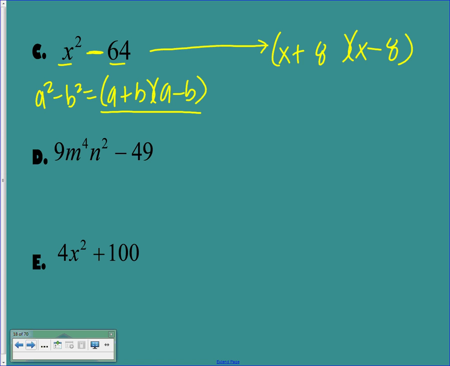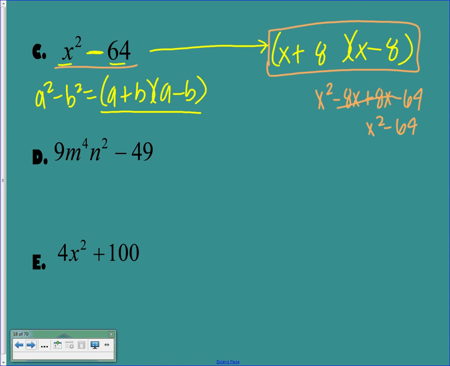Again, if we were to FOIL this through, we'd get x squared minus 8x plus 8x minus 64. So the x's would cancel and we'd get x squared minus 64, which again is exactly what you start with. So all we're doing is factoring it out. We're doing the opposite of what we did yesterday. So this is our answer, x plus 8, x minus 8.